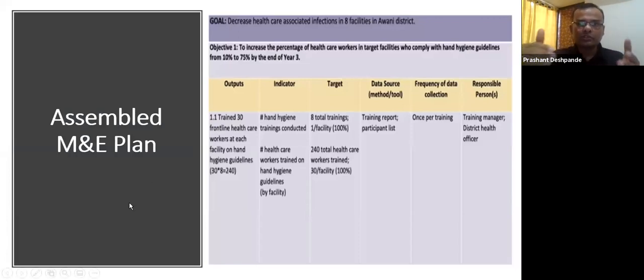So we have goals, we have objectives. Under each objective, we have outputs, outcomes. Then for each output, each outcome, we have indicators. For each indicator, we have targets. For each indicator, we have a data source. For each indicator, we have the frequency of data collection and who is the person responsible for that particular thing.